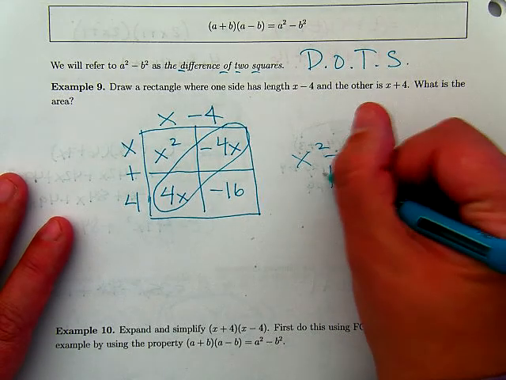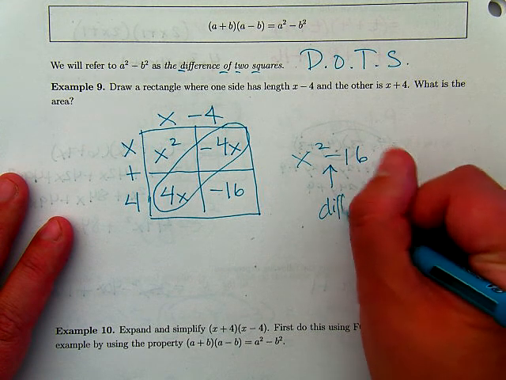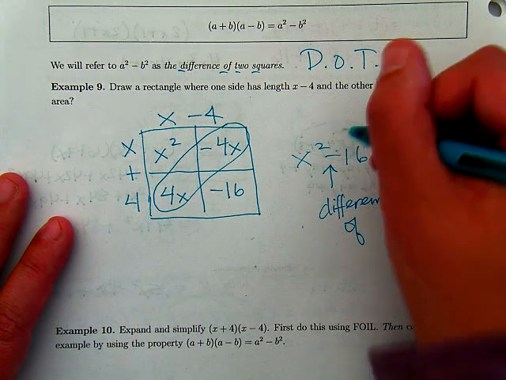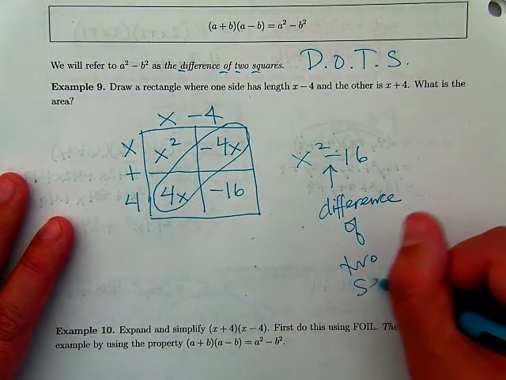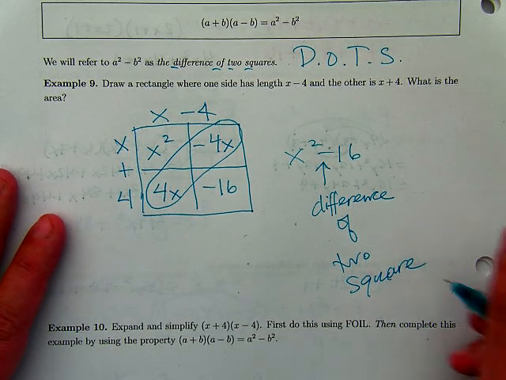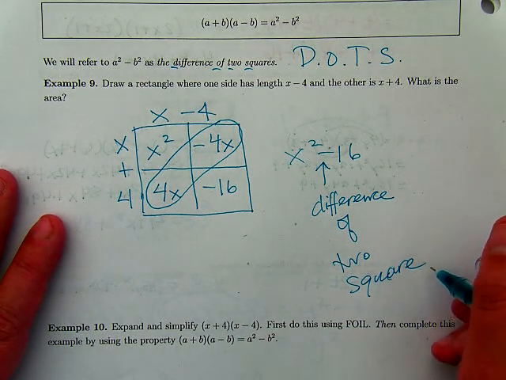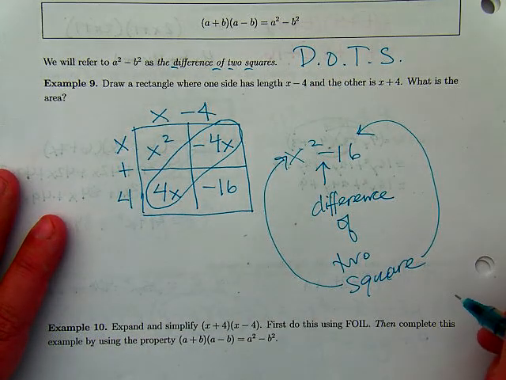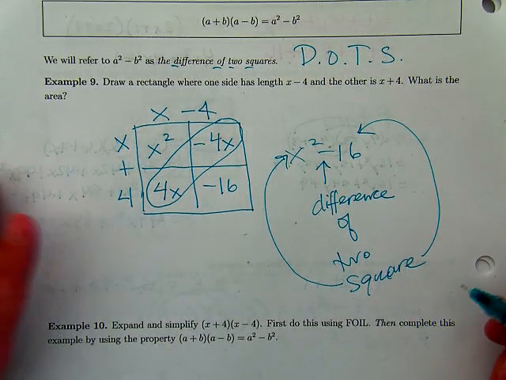So we call this the difference, because that's subtracted. Difference means subtract, of two squares. Where are you seeing the squares? What are they talking about? Difference of two squares. Where's a square? What's a square? 16 is a square, and x squared is a square.